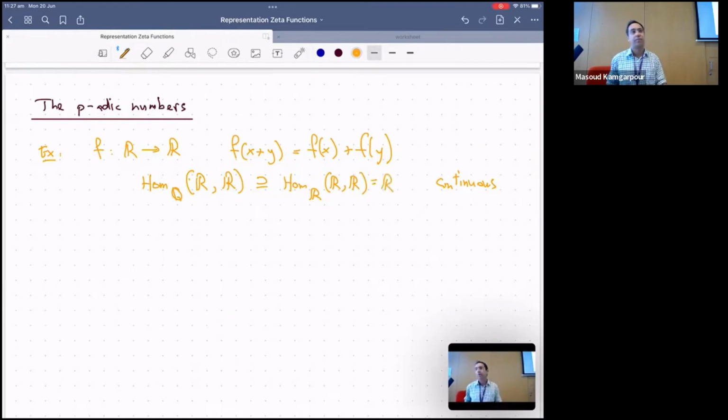So you see there's a big difference there. So that's what happens when you blend algebra and topology. And that's the direction that we are going. And we are going to do this with the p-adic numbers, which I want to define now quickly. So here's the definition.